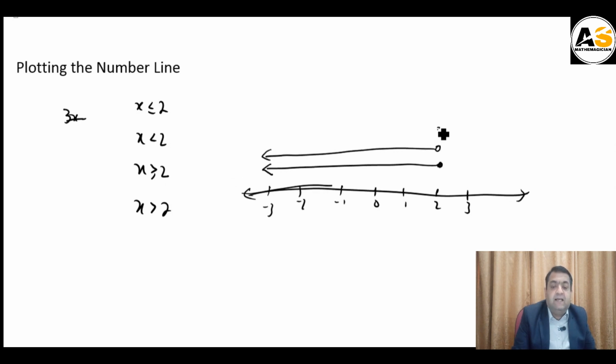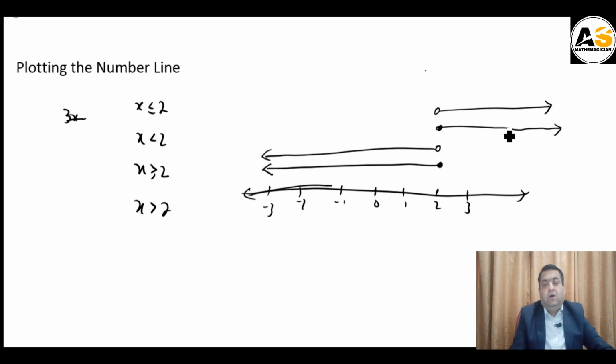And what is x greater than or equal to 2? It will be a dot on 2 and the solutions will be all those values which are greater than 2. And x greater than 2, it will be a hole on 2 and the solution will be all those values which are greater than 2. This is how we represent any inequality on a number line.